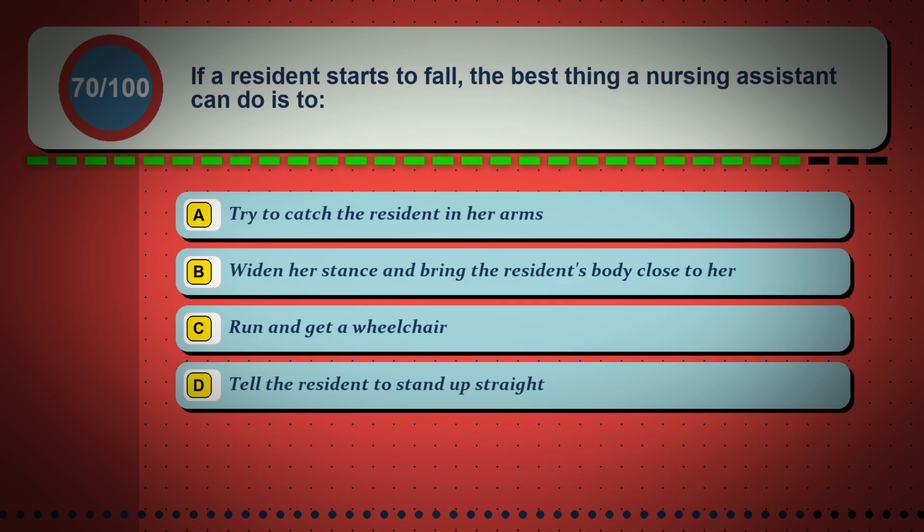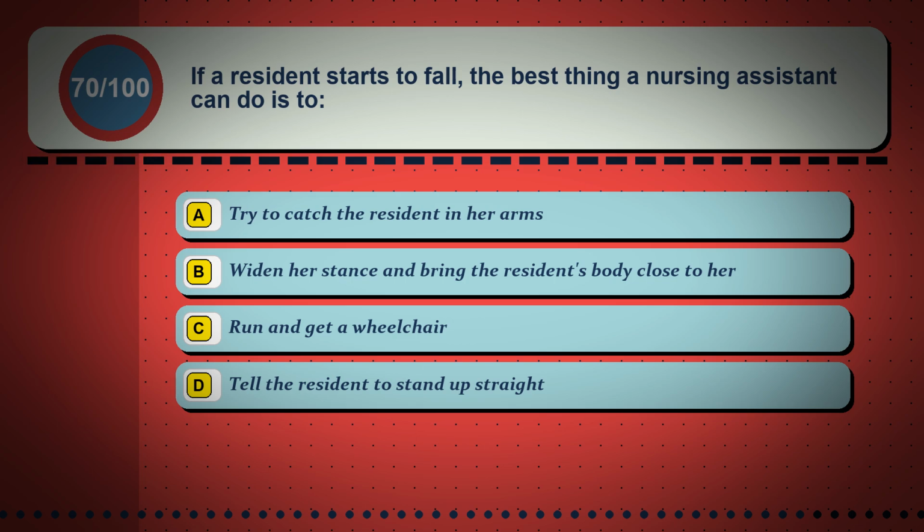Question 70. If a resident starts to fall, the best thing a nursing assistant can do is to: Option A. Try to catch the resident in her arms. Option B. Widen her stance and bring the resident's body close to her. Option C. Run and get a wheelchair. Option D. Tell the resident to stand up straight.